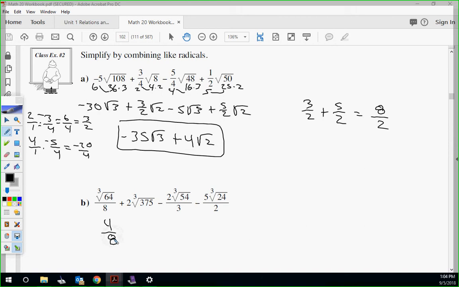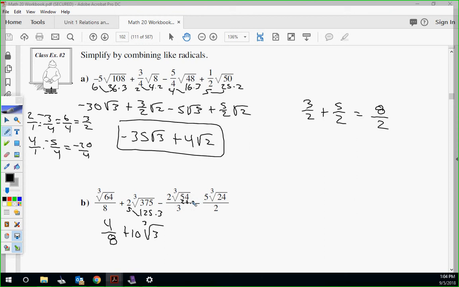Okay, 375. As soon as I see 375, I think about 125, right? So we have 125 times 3. This comes out as a 5. So it's going to be plus 10 cube root 3. Okay. Oh, yeah, 27 for the next one. So 54, we already did 54 earlier, so 27 times 2 there.